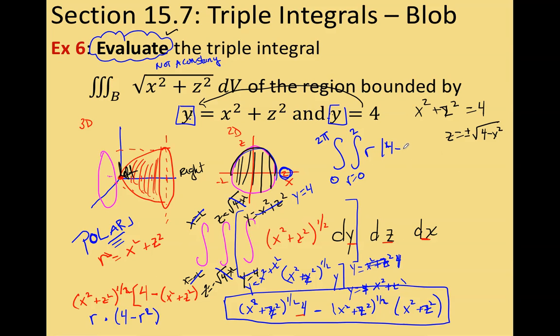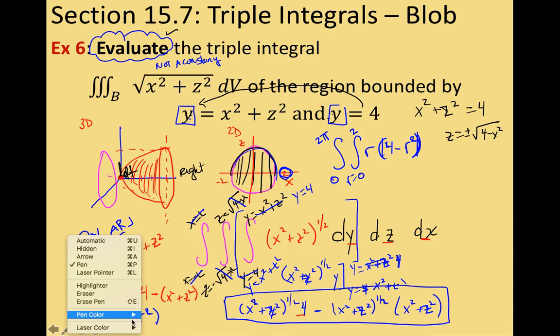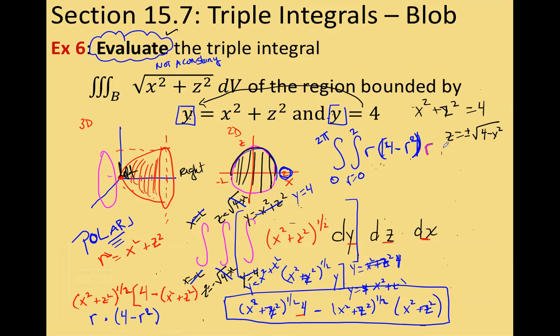But do you remember what you have to do when you're transforming from rectangular to polars? What do you have to do? Your extra r.